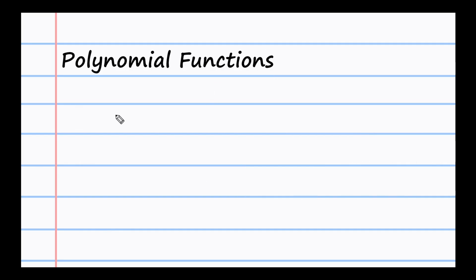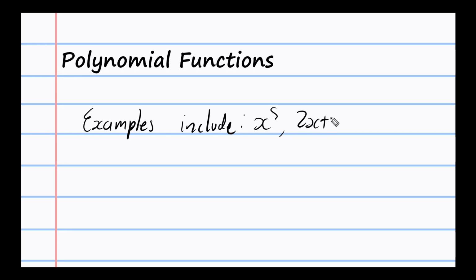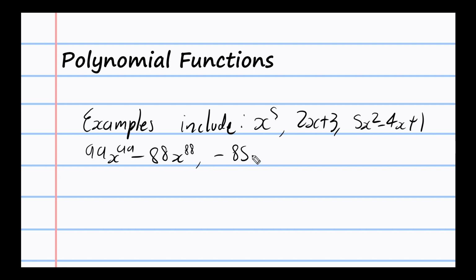So let's clear my screen. Alright, so some examples include x to the fifth, 2x plus 3, as we saw before, 5x squared minus 4x plus 1, 99x to the 99th power minus 88x to the 88th power. These are all valid polynomial functions. This is also a valid polynomial function. So here we see we're not doing any dividing. It's just multiplication, addition, and subtraction of x terms or just constants that have only positive integer exponents, if that makes sense.